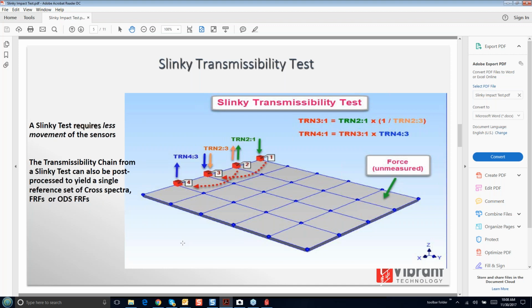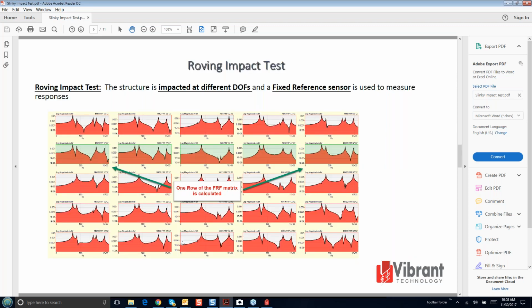And MEscope can be all set up to acquire this type of data in what we call multiple measurement sets, where one of the accelerometers is called an input and the other is called an output, and we compute the transmissibilities and then post-process them. So we're going to go through that here in a minute. Here's the other type of test that's very common with an impact hammer, called a roving impact test.